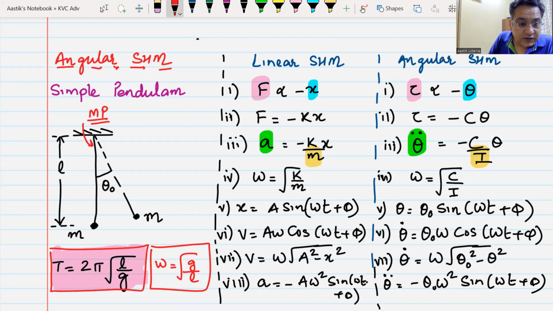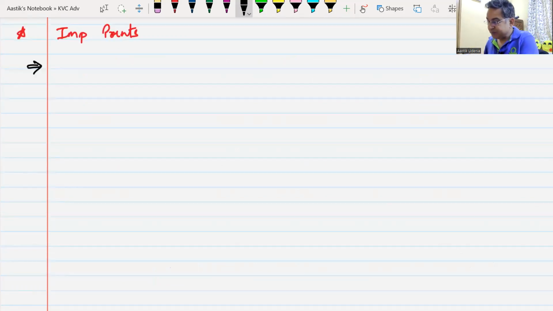Okay, so we'll write some important points about this. Have you noted this down, everyone? Yes, sir. Okay. Now you can write some important points. Number 1, the motion is SHM only for small amplitudes.